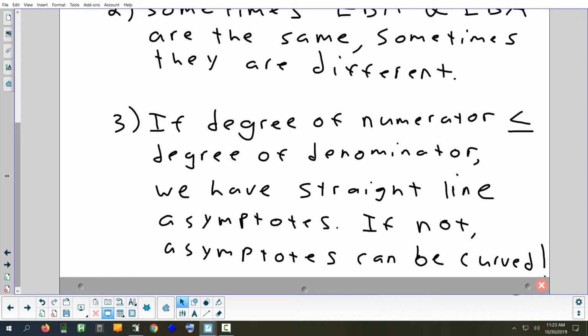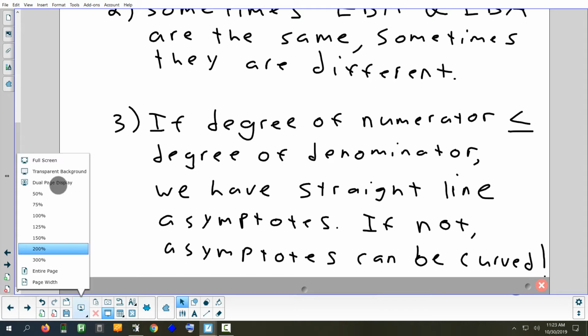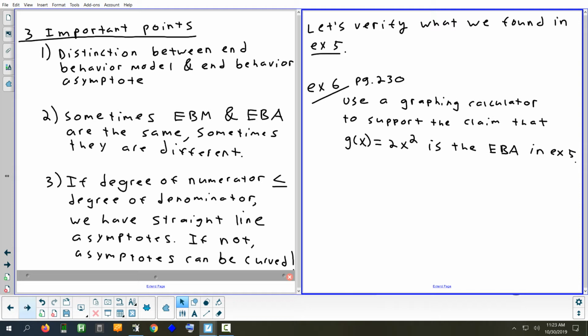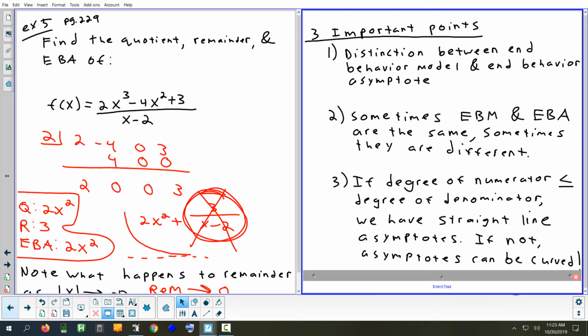Okay, so now what I'm going to do is I'm going to graph something. I want to prove that what we just did actually is the EBA. So I'm going to graph the original example 5. I got to go back and look at it. I'm going to graph what we think is the EBA. I know it is. We did it right. And I would just want to look at the picture. Okay, so I need the original problem.